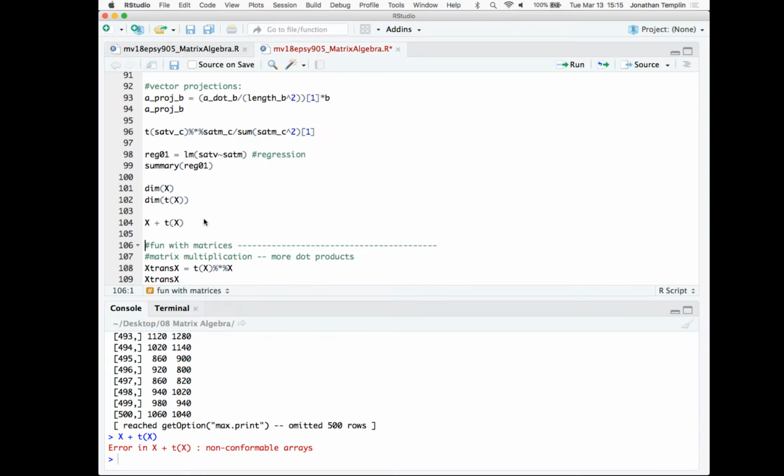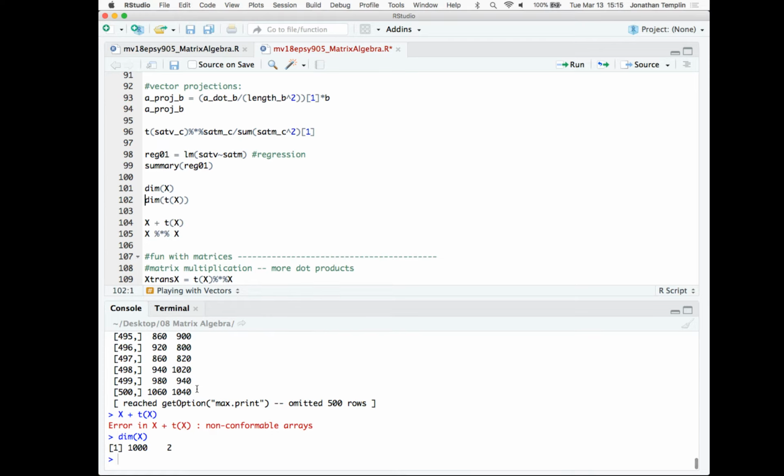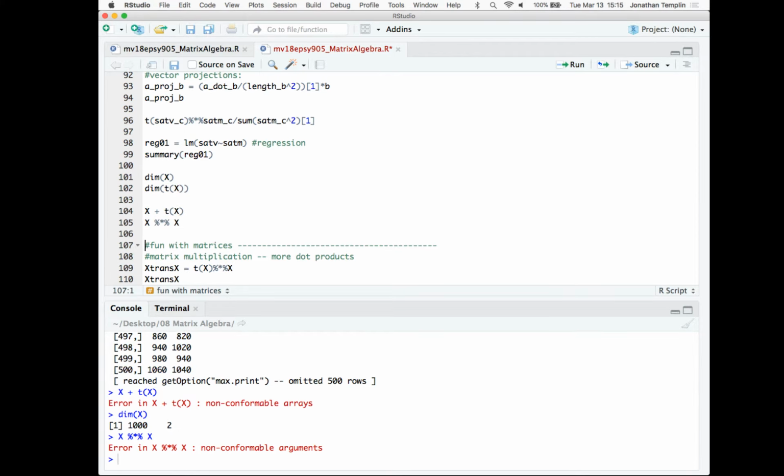Otherwise, things don't match. One way we can quickly show this is with our X matrix. Remember, X has 1,000 rows and 2 columns. To multiply X by any other matrix, sometimes called the post-multiplying matrix, that other matrix has to have the same number of rows that X has in columns. So the other matrix would have to have 2 rows. But X is 1,000 rows by 2 columns, so multiplying X by itself would give us non-conformable arguments. We can't do it.